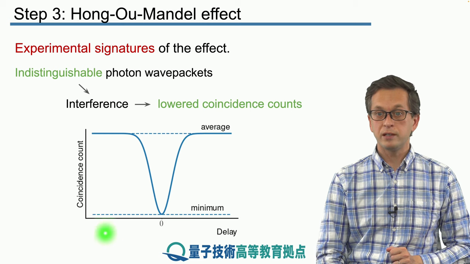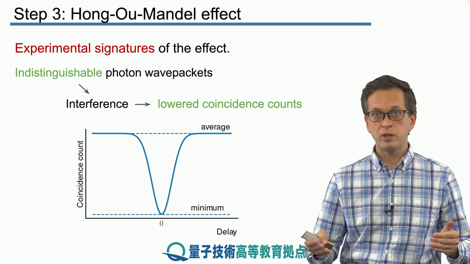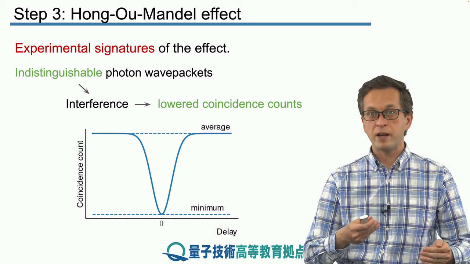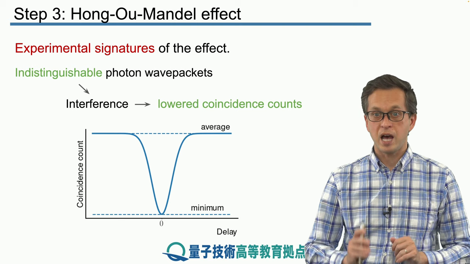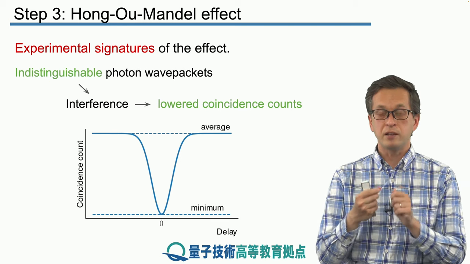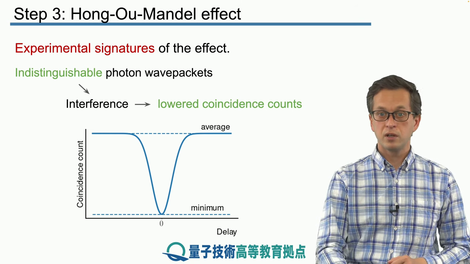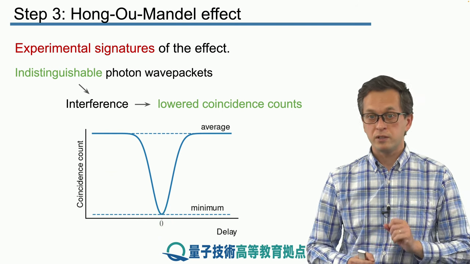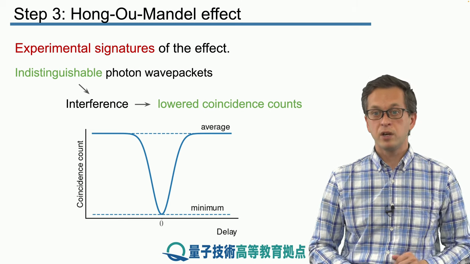On the x-axis, we're plotting the delay between the arrival of the two photons, and on the y-axis, we are plotting the coincidence counts. If the delay between them is large, then we can register some average number of coincidence counts. In this case, the two wave packets corresponding to mode 1 and mode 2 are distinguishable and there is no interference taking place, meaning coincidences can happen. But if the delay gets smaller and smaller, the wave packets begin to overlap and destructive interference starts to take place, meaning that we register lowered coincidence counts, as we can see here. And when the delay is zero, meaning the photons arrive at the same time, the coincidence count is at some minimum. Ideally, it would be zero, but things are not perfect in the real world, so we'll register some minimum.